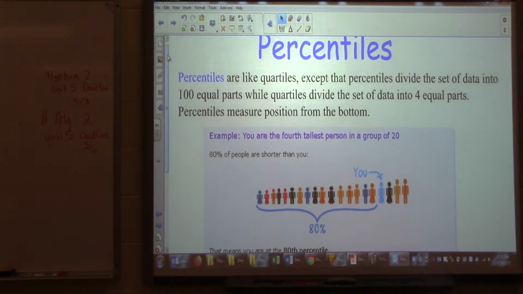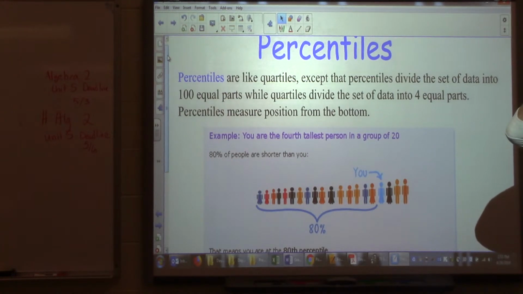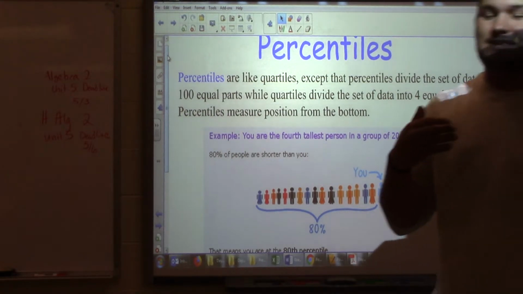Does anyone know any instance in your life where you deal with percentiles? Class rank tells you your percentile, right? So you're like in the 80th percentile. Standardized testing, state testing. A lot of times they tell you what percentile you're in for certain subjects. Hopefully everyone in math is always being told they're in the 98th percentile or something like that. That means that 98% of people are at or below you. So that means you're better than 98% of the people that take that test.